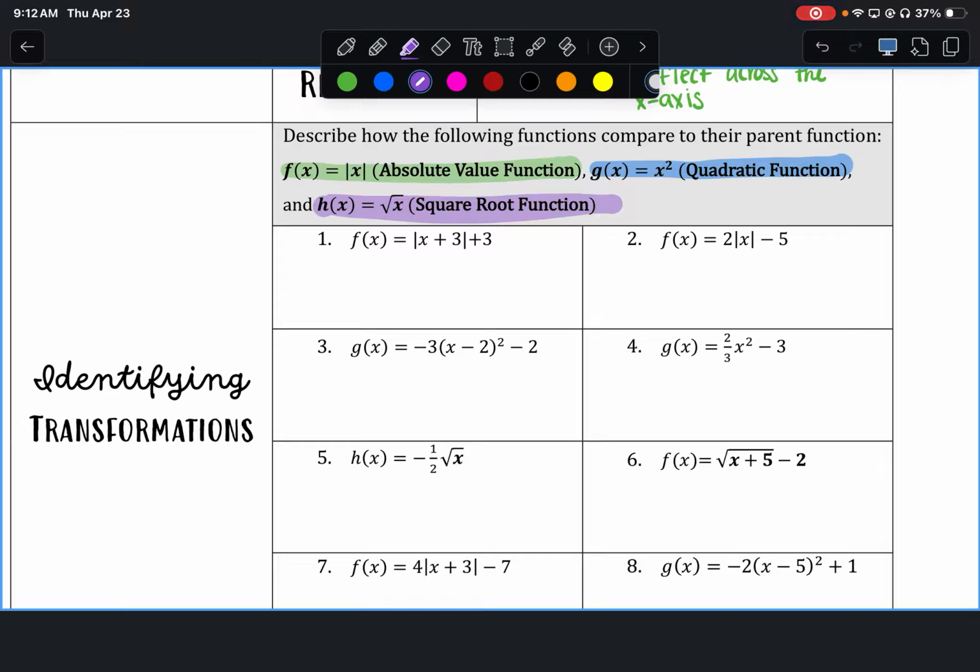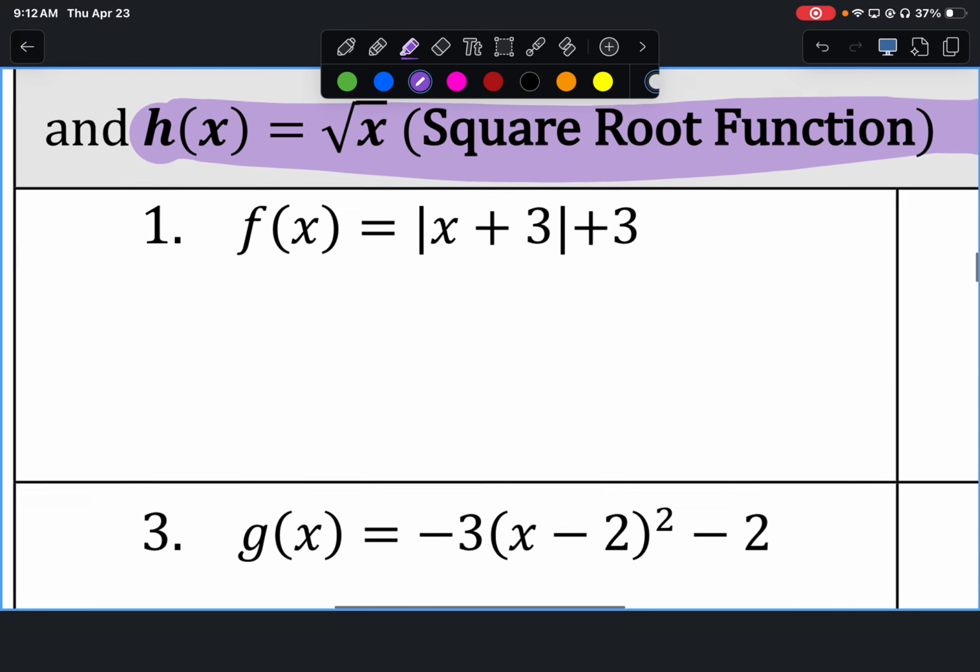The reason it's important to be able to recognize what the parent function is is because it tells us what we're looking for and where the inside of the equation is. Like, where's the inside of the function? If we look at number 1, here we have our absolute value function. We know that because we see our absolute value bars. Those act as our parentheses in this case. What is inside of the function is what's inside of those absolute value bars. So in this case, what is inside of our function?